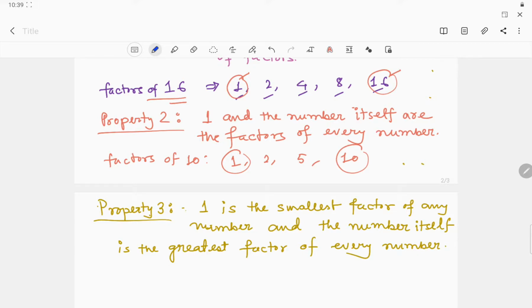The next property: 1 is the smallest factor of any number. Yes, you can check 1 is the smallest one. Here also 1 is the smallest one, and the number itself, that is 16, because we are finding the factors of 16 in this question, and in this question we are finding the factors of 10. So the number itself is the greatest factor of every number. Okay.